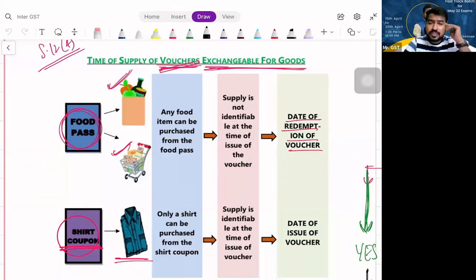What will you do with that voucher? Tomorrow you will come, purchase something, and redeem that voucher. Correct? So now, what is the time of supply for that? When does the liability to pay tax arise for that? That is the story here.